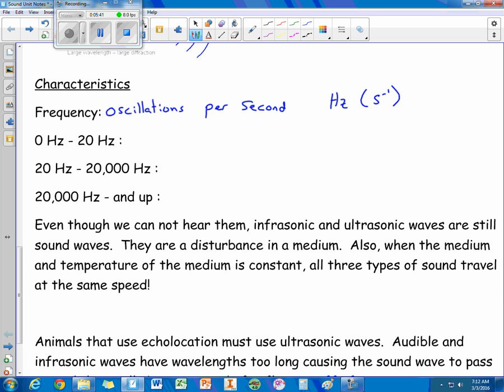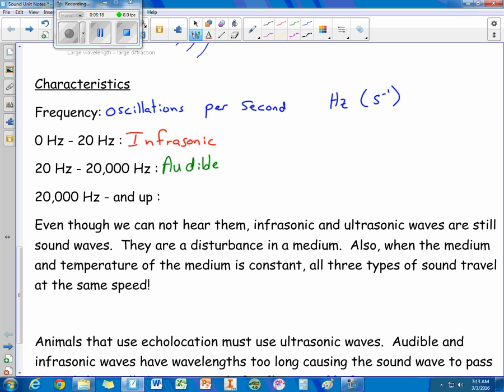When it comes to sound, low frequencies we observe as a low pitch, so something really low. And this right here is what we call infrasonic. We, as humans, cannot hear sound waves in this region. What we hear is in the audible range, from 20 hertz to right around 20,000 hertz.